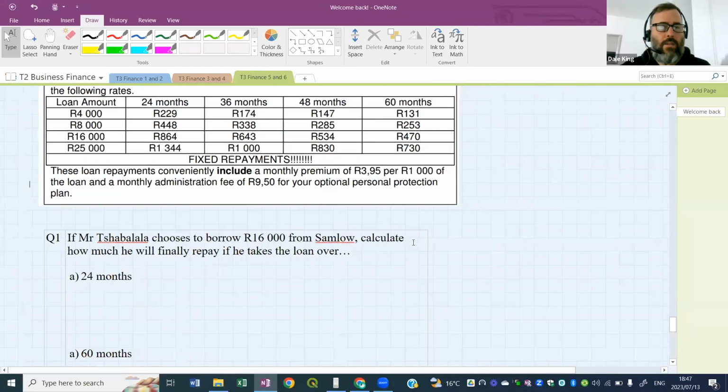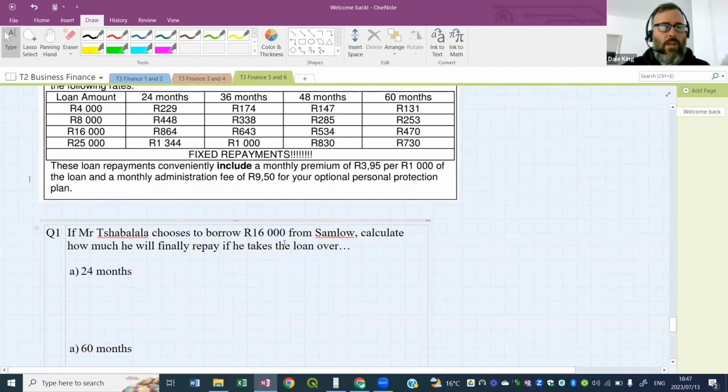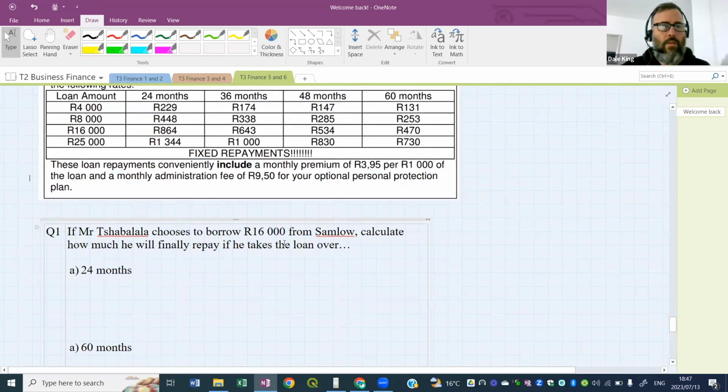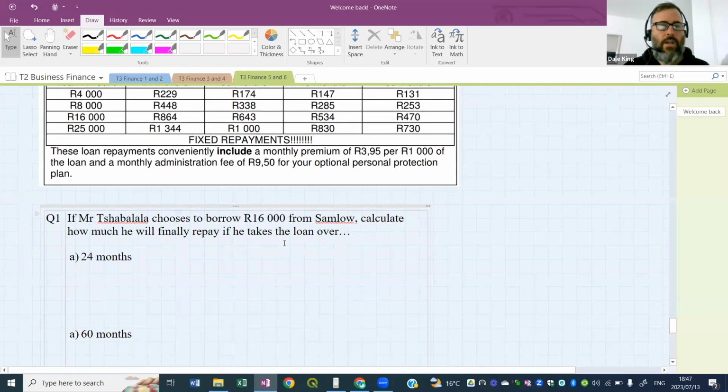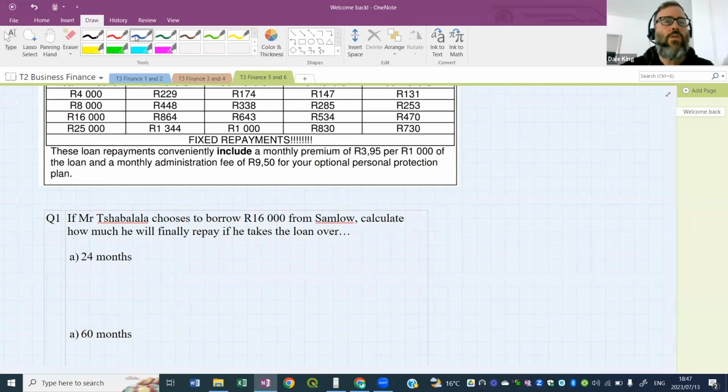Now I'm going to zoom out a little bit. Tell me if it's too small, because we need to see the table and the questions. So which loan are we talking about? I'm just going to give you a hint. We're talking about the 16,000 Rand loan, so it's that row there. And it's 24 months or 60 months.